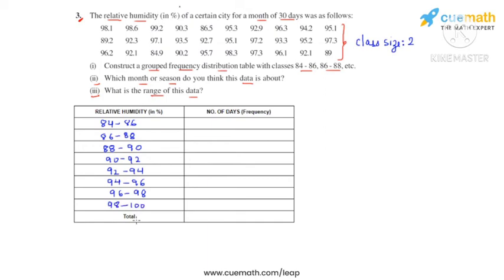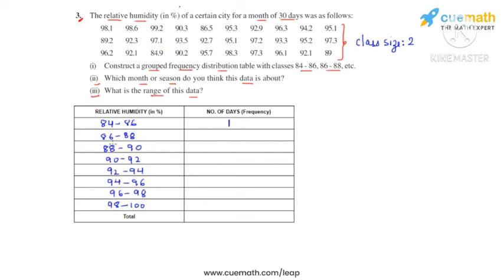So now we will have to look into the given data and see how many days fall under the different classes that we have made. So there is a total of one single day which is falling in the category of 84 to 86.